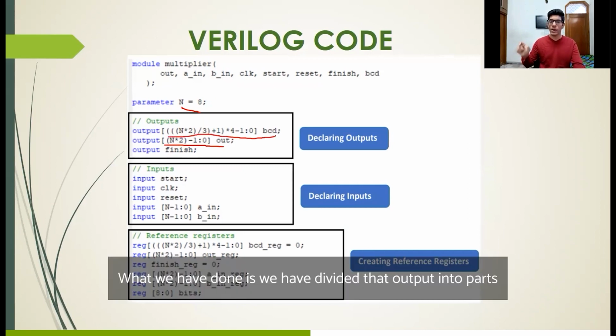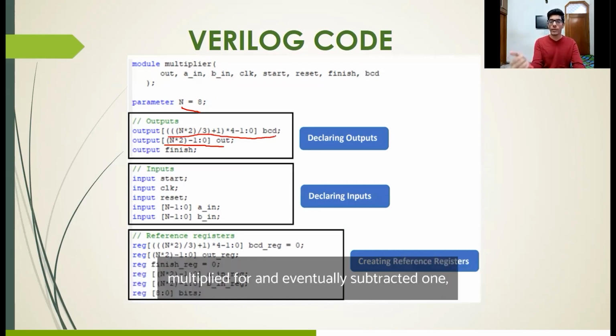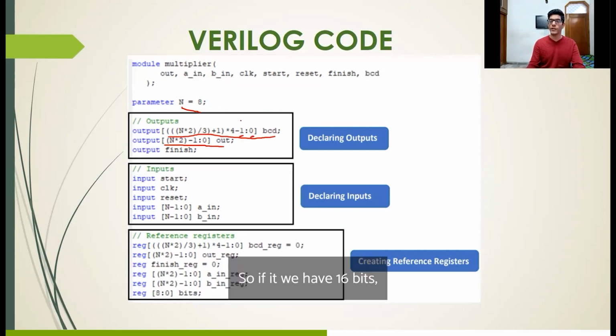What we have done is we have divided that output into parts of 3, then added 1, multiplied 4, and eventually subtracted 1, right? This one subtraction is because it is from 0 to that number. So if we have 16 bits, it is 0 to 15, right?